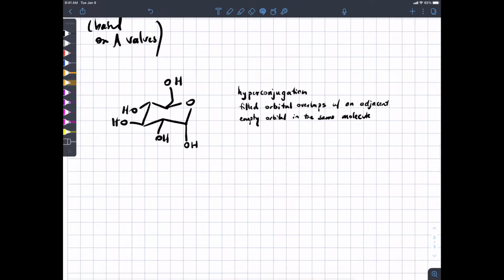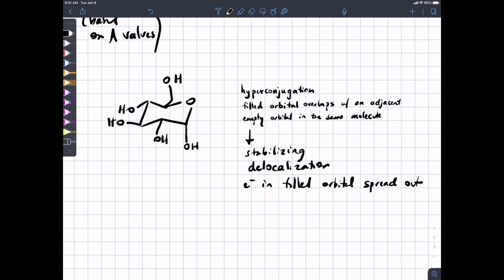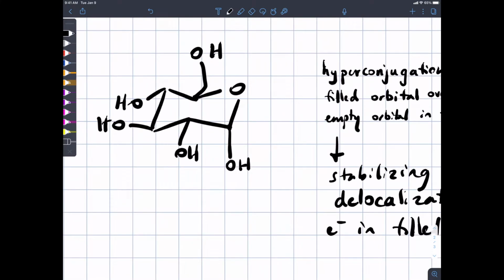So hyperconjugation is when a filled orbital overlaps with an adjacent empty orbital in the same molecule, and it is a stabilizing effect because it involves electron delocalization. The electrons in the filled orbital spread out and therefore move down in energy. All right? And you don't need to worry about this concept in a huge way.